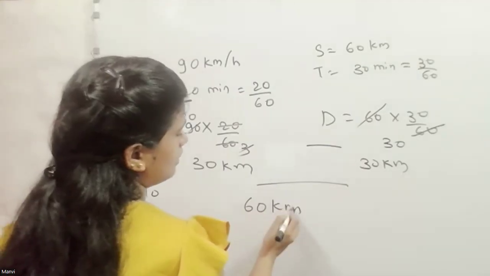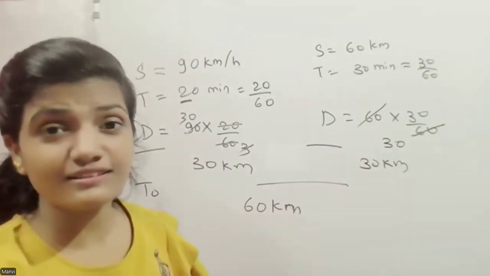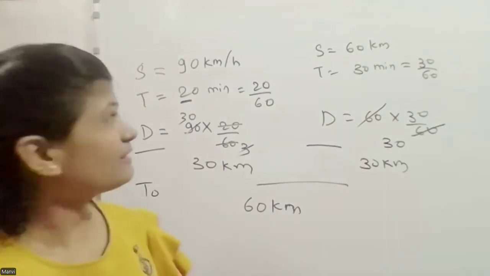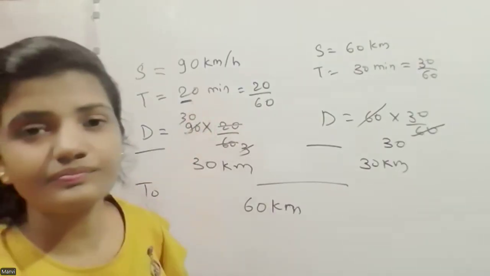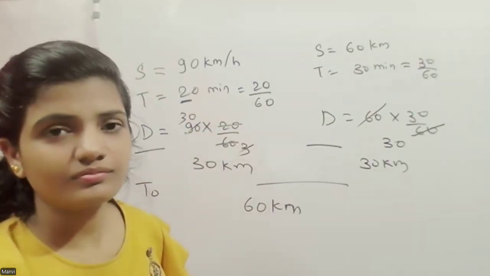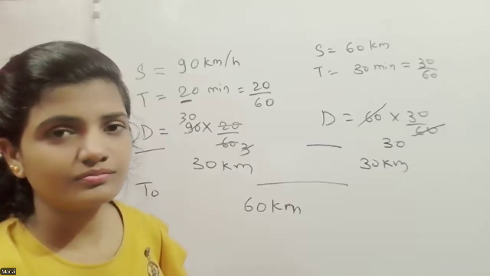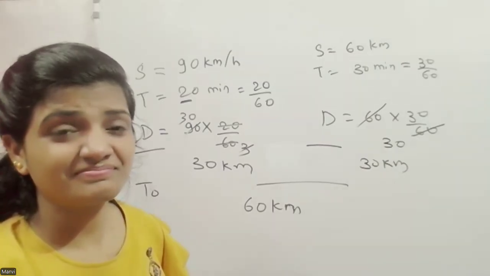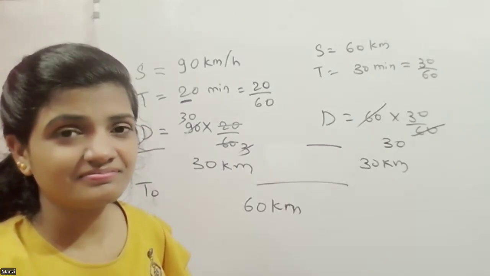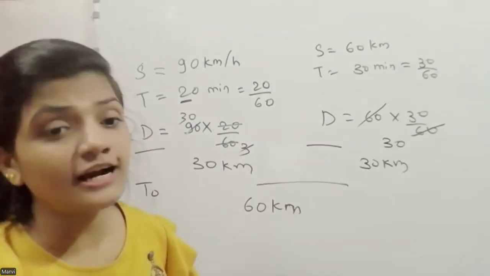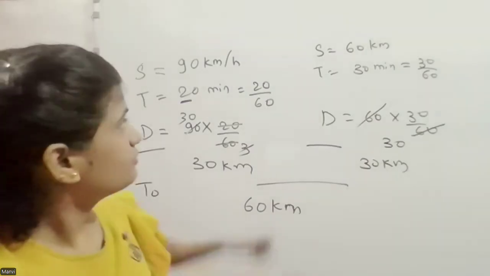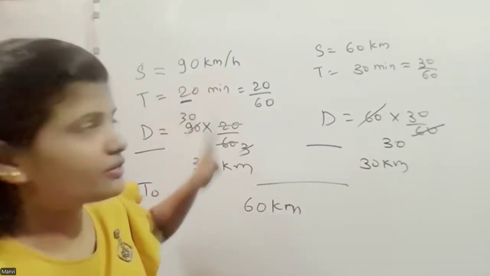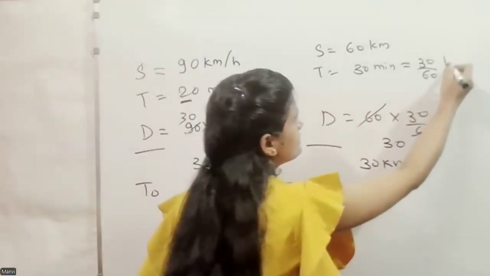How did you get 3,600? Distance is always speed times time. And I did 90 times 20, which gave me 1,800, and then 60 times 30. So be careful regarding the units, right? The units are different. We can't do anything with that. So first convert into the same unit, hours and hours.